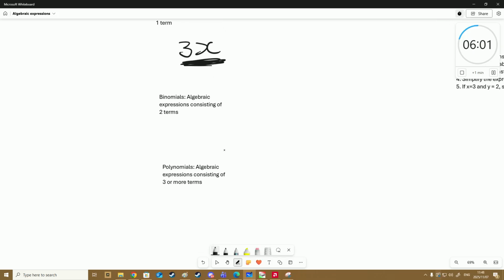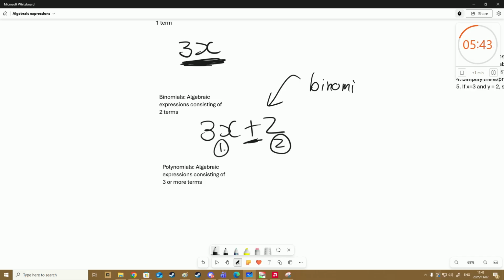So let's say there are two terms, 3x plus 2. In this expression, 3x is separated from 2 by this plus. There are two terms. In this situation, we call this a binomial.